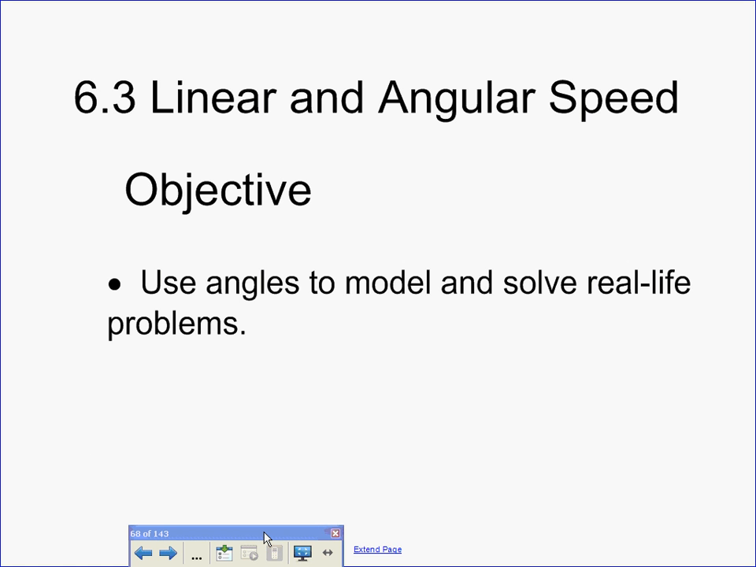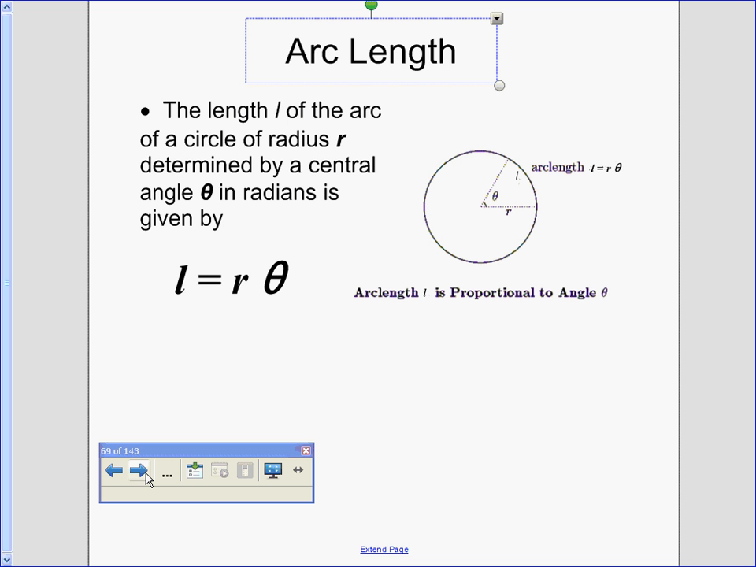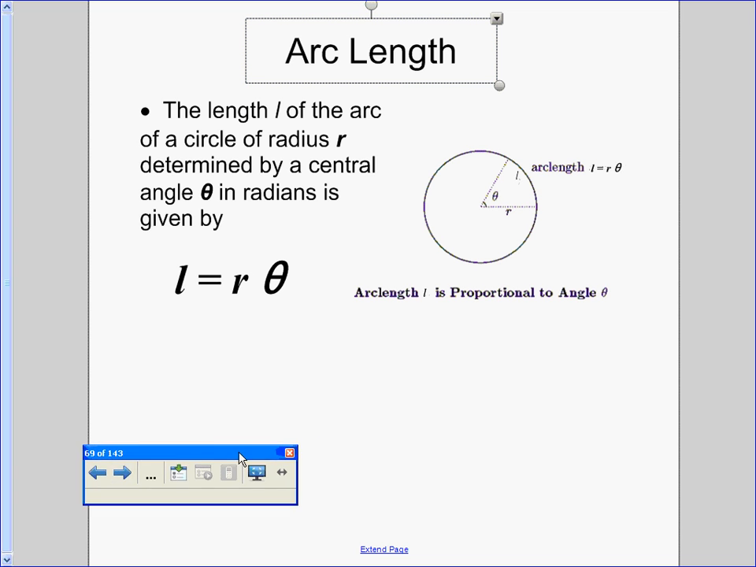In section 6.3, we're talking about linear and angular speed, and actually this is the third part of section 3.6. We're going to be using angles to model and solve real-life problems in this part of section 6.3. First of all, we're going to talk about arc length.